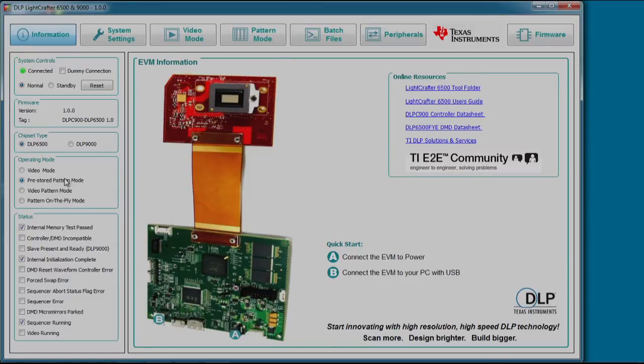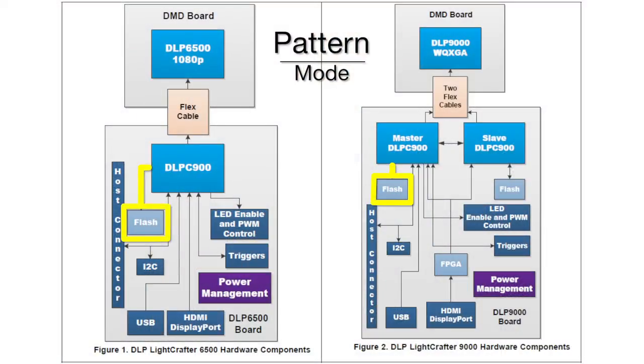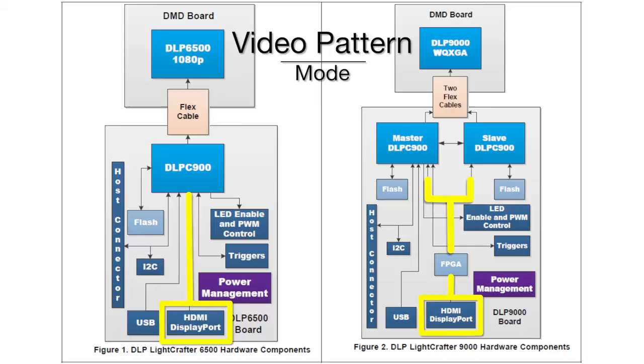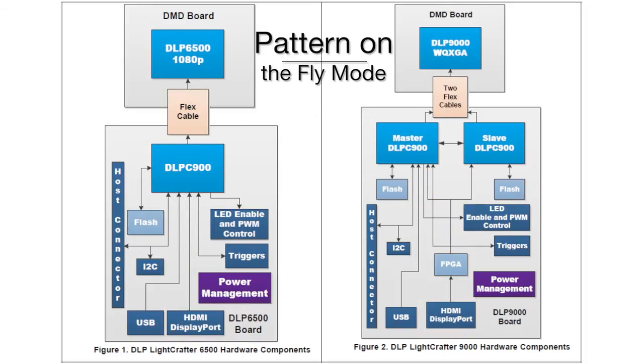First, you must choose the operating mode by clicking which of the three pattern modes to use. In the pattern mode, the patterns are pre-stored in flash memory and loaded into the internal memory of the DLPC900 by the firmware. In video pattern mode, the images are from the incoming video source. In pattern on the fly mode, the patterns are downloaded into the internal memory of the DLPC900 via the USB or I2C interface. For each mode, be sure to define the pattern sequences before starting the pattern sequence.